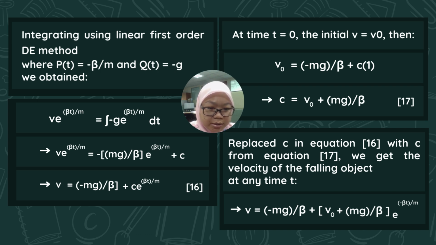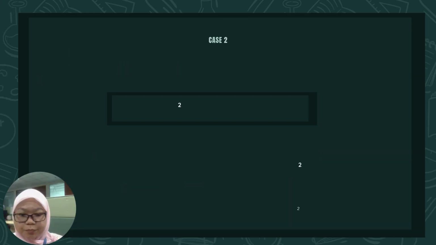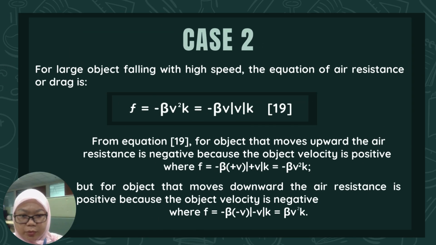Replace c in equation 16 with c from equation 17. We can get the velocity of the falling object at any time, with velocity equal to negative mg over beta plus the initial velocity plus mg over beta, multiplied by e to the power of negative beta t over m. Let's move to case 2.